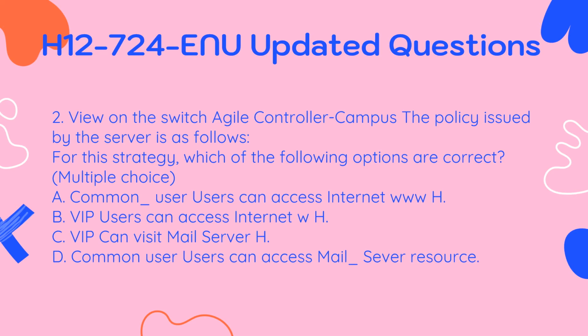3. View on the Switch Agile Controller-Campus. The policy issued by the server is as follows. For this strategy, which of the following options are correct? Multiple choice. A. Common_user users can access Internet www. B. VIP users can access Internet www. C. VIP can visit mail server. D. Common_user users can access mail_Sever resource.